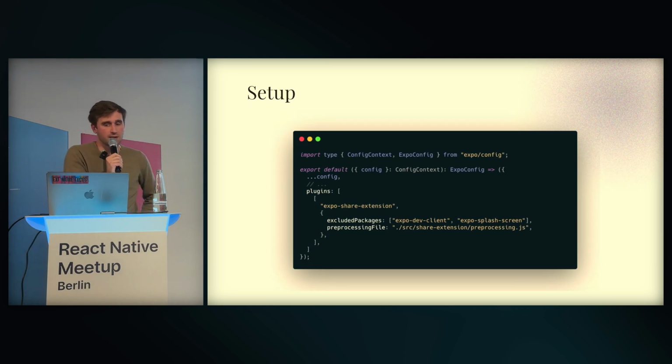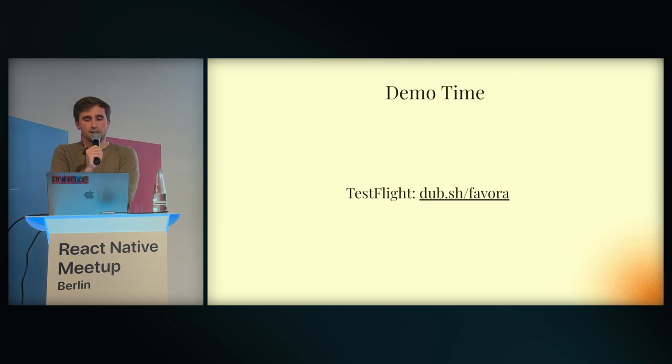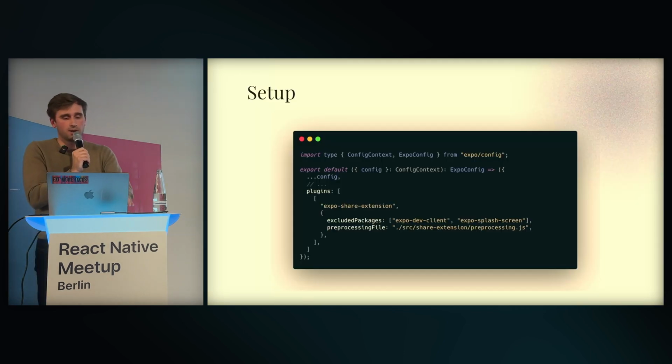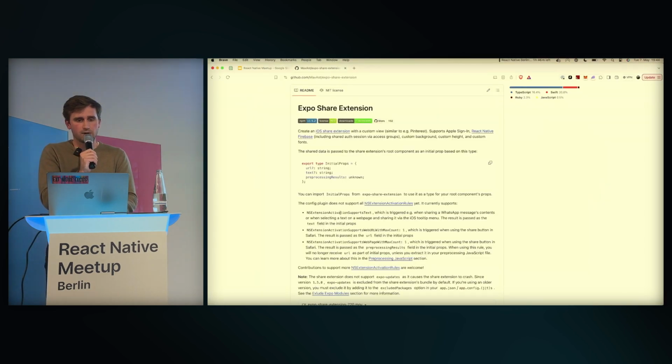And the way to set this up is super simple. You literally just add Expo share extension to your plugins array after you install it, of course. You can use these options that I specified here, but you don't have to. It could just be a one-liner if you want. And before I go into demo time, I quickly want to show you something in the README of the project. Is this legible? Or should I zoom in a bit?